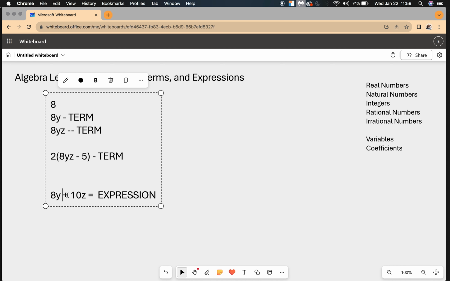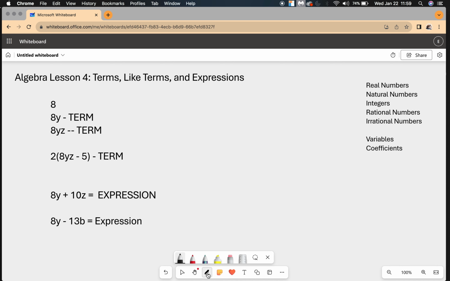But the moment that we have them in a relationship, so even if the relationship is, let's say, a subtraction relationship, it would work, so we could do 8y minus 13b, that's an expression. And the reason it's an expression is because these 2 terms are separate and distinct from one another.